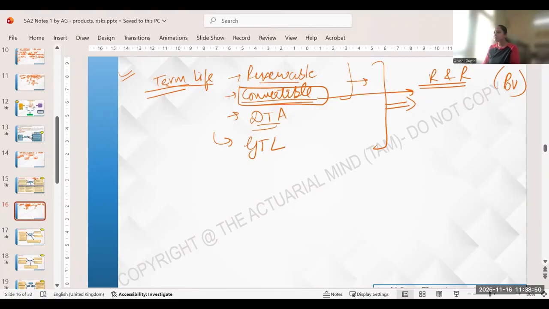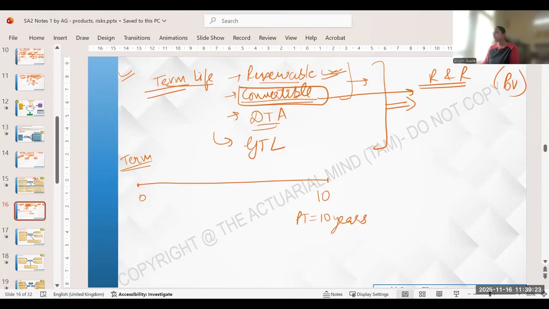For example, let's take the case of renewable. There is an original term policy, which has this option that it can be renewed. Its original policy term was 10 years. Now what does this option mean? If it's a renewable term assurance, what should I draw here, or rather how should I explain this product?